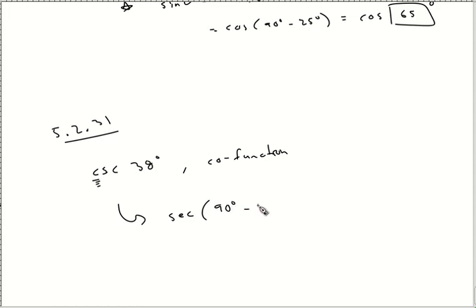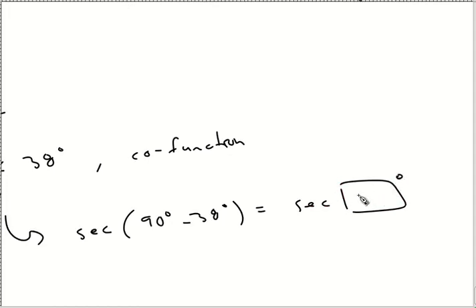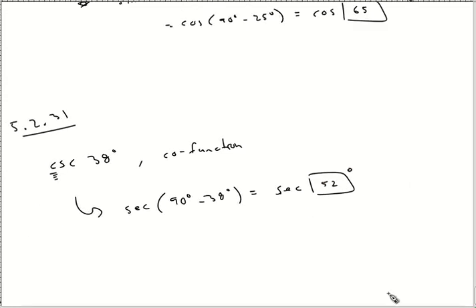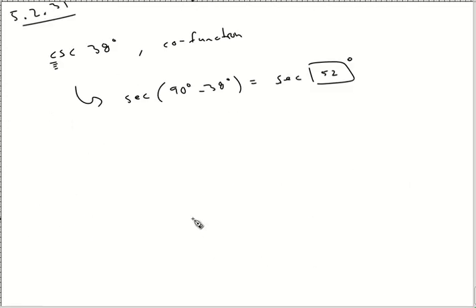Same as the last time. 90 minus now the 38. And I got secant of, and what do they want here, is a, zoom in, 52. Okay, let me zoom out a tiny bit again. Cool. Next one, 5 to 47.